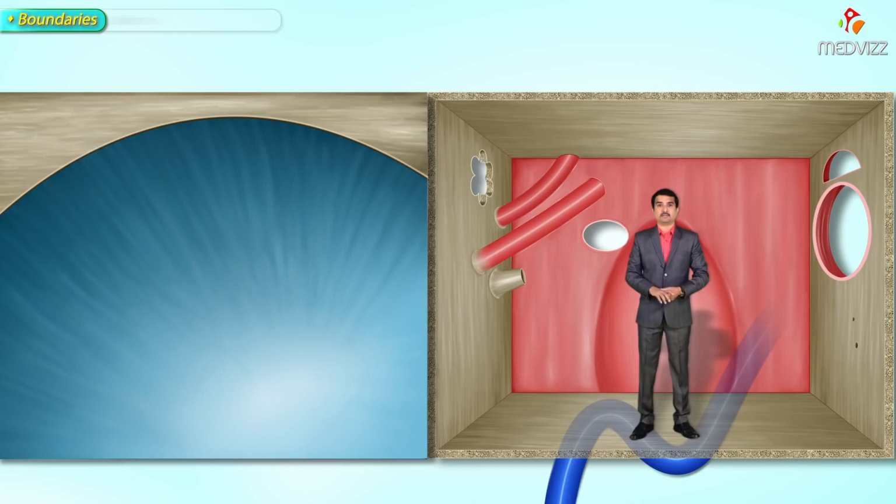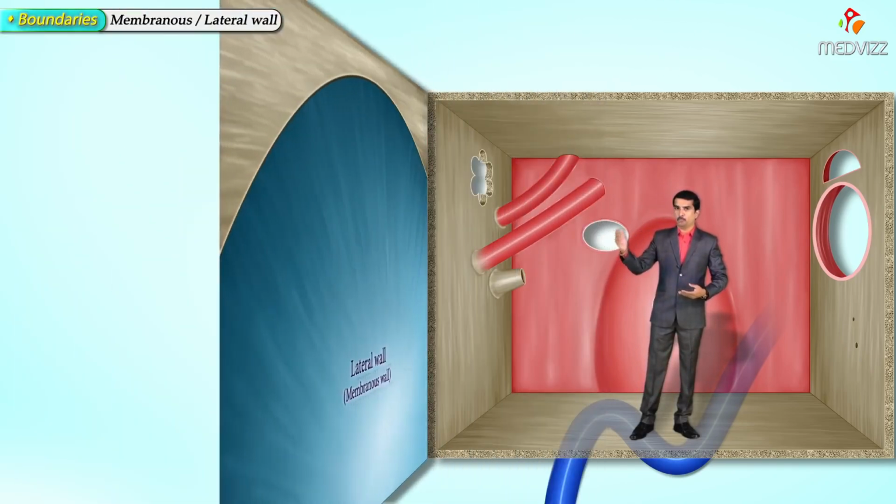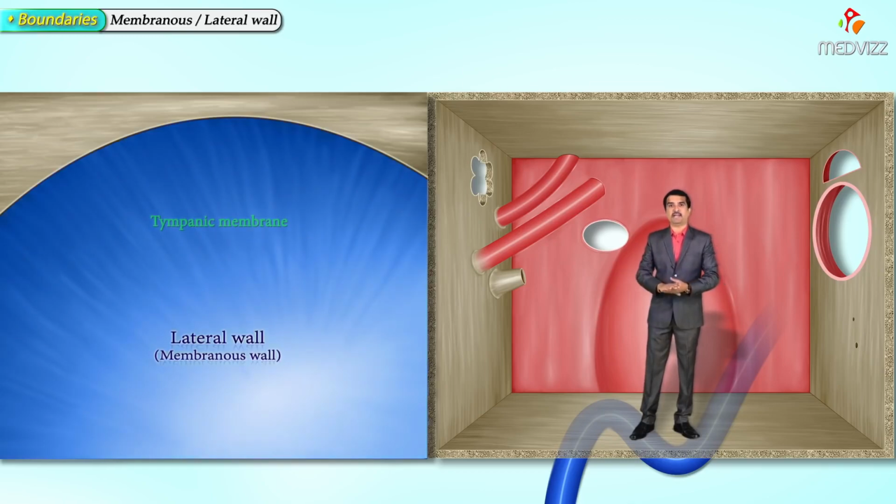And the next one is called the membranous wall. The membranous wall is the lateral wall. As you can see me inside the middle ear cavity, the lateral wall is open, or formed by the tympanic membrane.